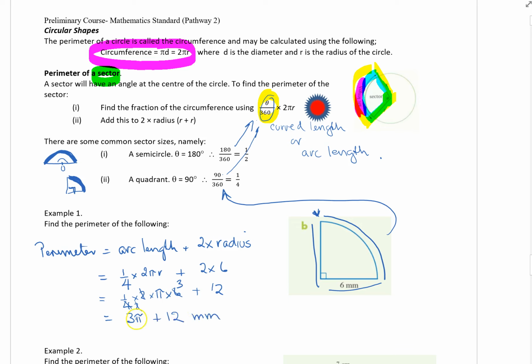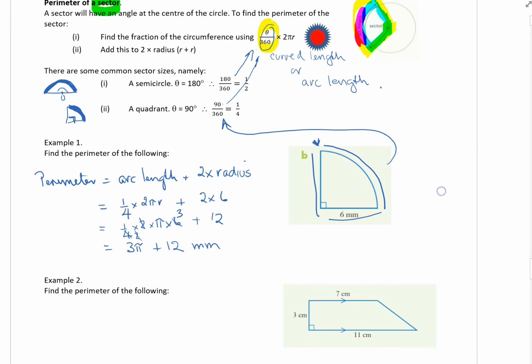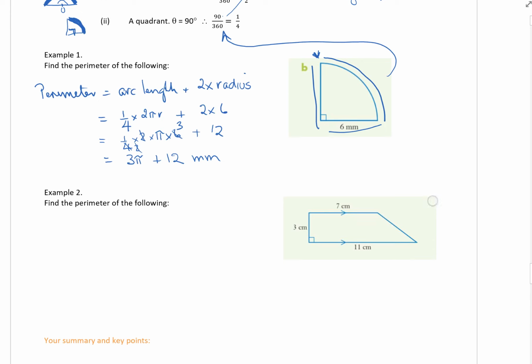millimeters. Now you can leave it like that, or you can go to your calculator and actually put in the value of pi, and I guess you would be rounding the answer. But if you want to give an exact answer, you leave it in terms of pi. I'm going to stop the video and do example 2 in a separate video, because I think you'll see that the need to use Pythagoras' theorem comes up in that one.